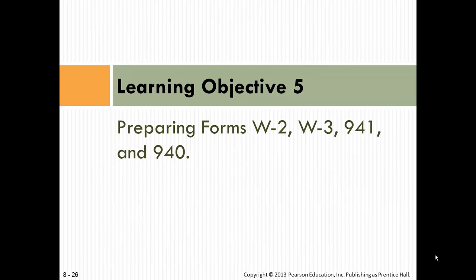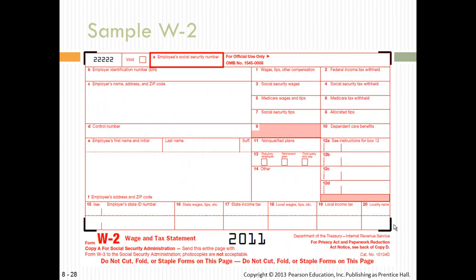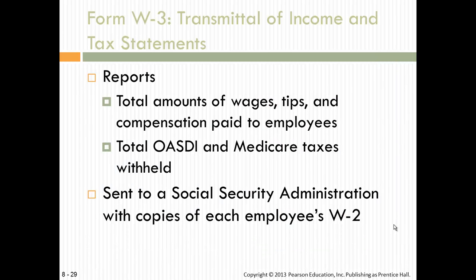Now we talk about how to prepare all the year-end forms. A W-2 is prepared by the employer, and that's what you send each of your employees. Many of you probably have gotten W-2s in your lifetime. The copies are provided to the employee, the IRS, any state or local government, Social Security Administration, and then for your company records. Here's what one looks like. Nowadays, these are pretty much all computerized from any company. Lots of times they're delivered electronically.